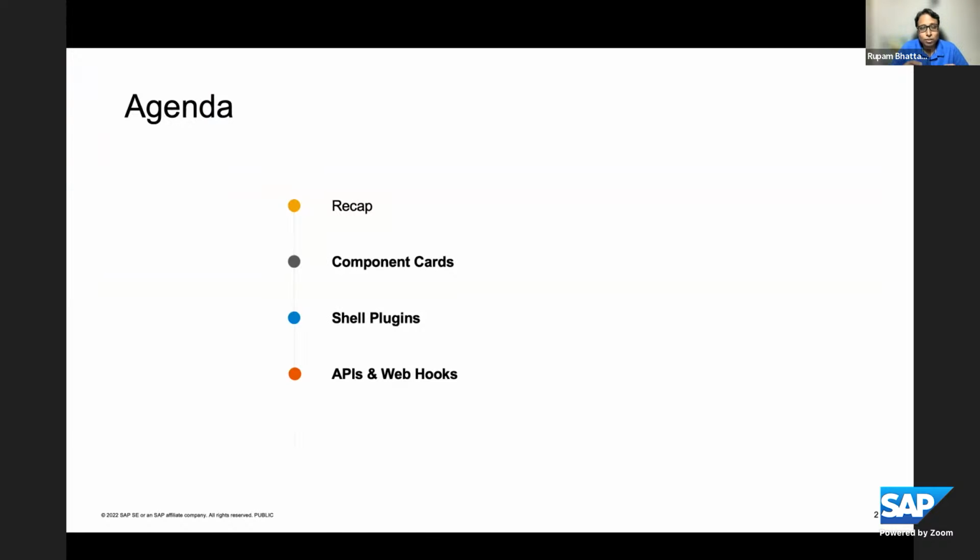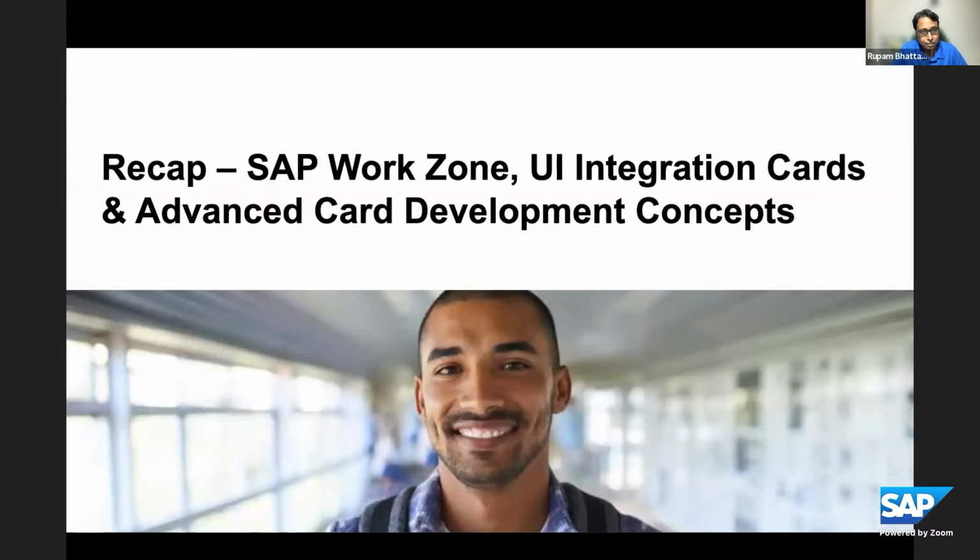We will go into component cards. We'll talk about what component cards are, how they are different from declarative cards, and why we need them. We will talk about shell plugins and what they are used for, and also how third-party applications can integrate with SAP Work Zone using the APIs and webhooks method. So without much ado, let's get started with a quick recap of SAP Work Zone.